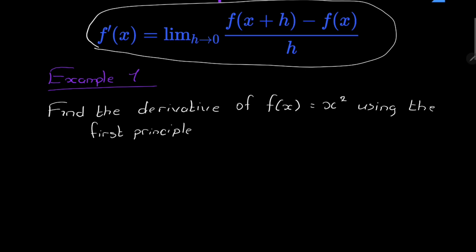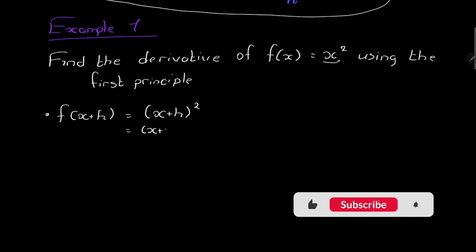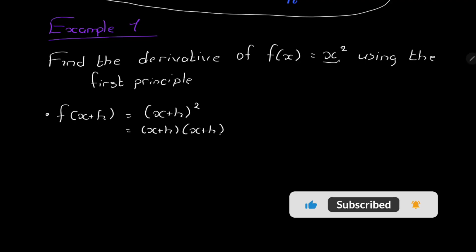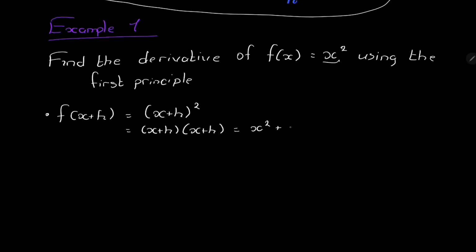So let's start with our first term, f of x plus h. How do we calculate f of x plus h? f of x plus h can be calculated by replacing every x in the f of x by x plus h. That is, f of x plus h is just x plus h squared. Now simplifying this, we get x plus h times x plus h, which gives us x squared plus xh plus xh plus h squared, which gives us x squared plus 2xh plus h squared.